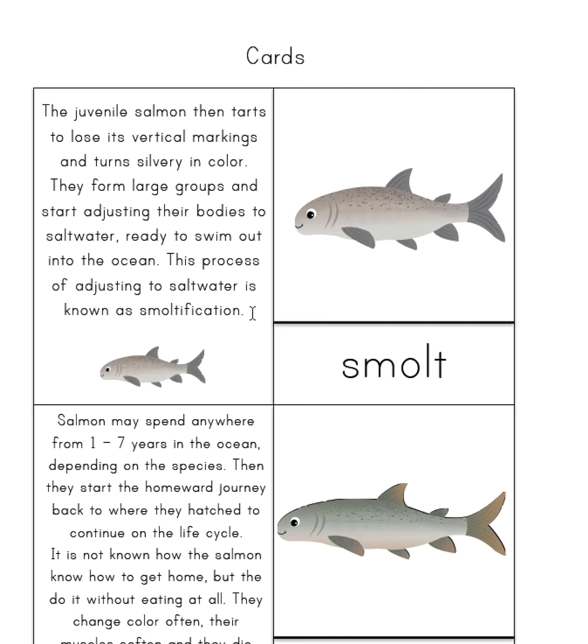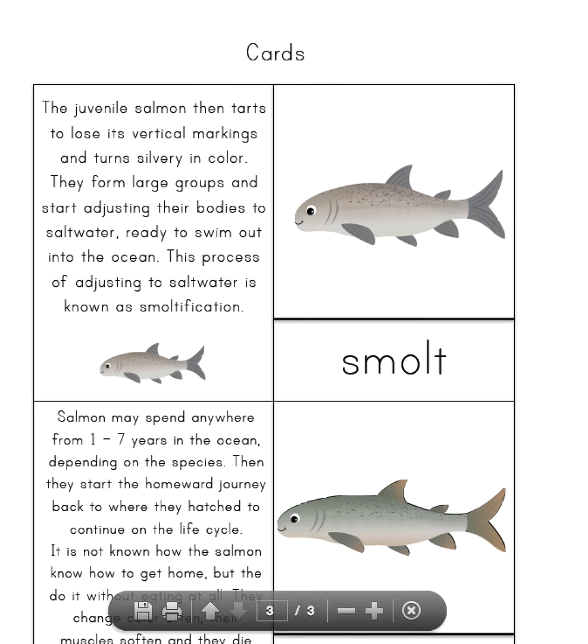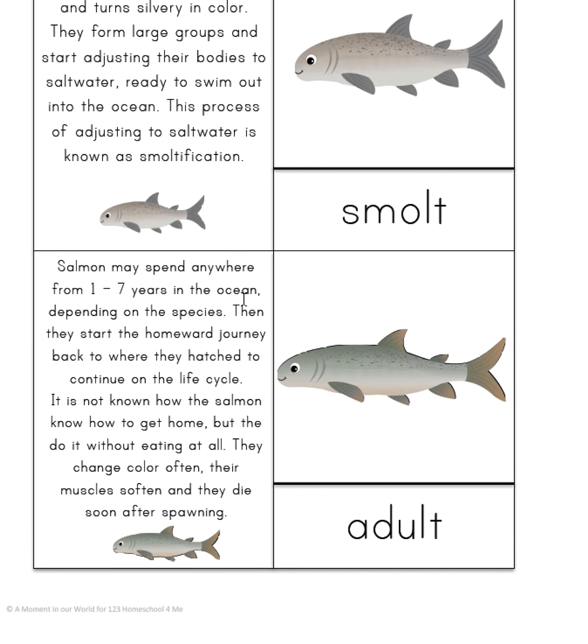So the smolt, they gather in the estuary. The estuary is where the saltwater and the freshwater mix together. And in that process, they're changing their bodies because they're coming out of the freshwater and they're going to move into the salt water of the ocean. But their bodies have to change or get ready for going out into the ocean. And once they're ready, they become young adults.